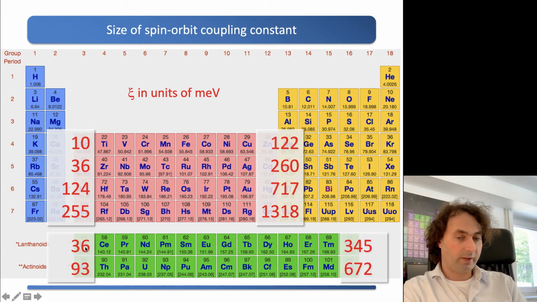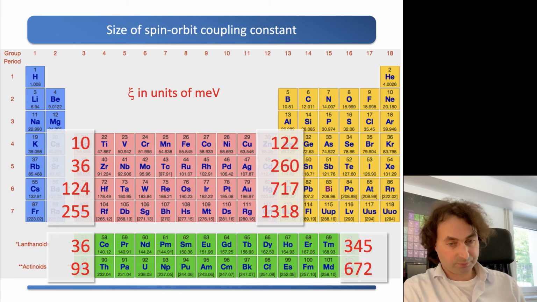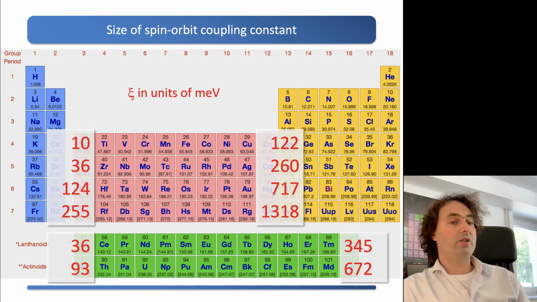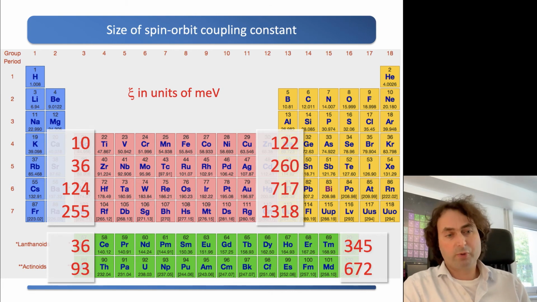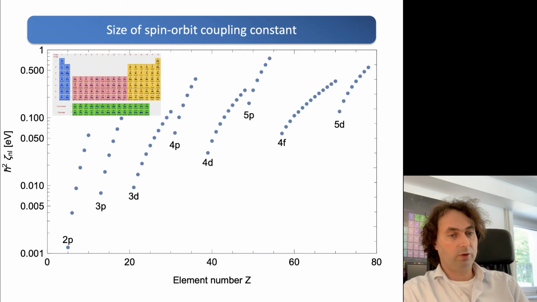If you look at the 4F and the 5F series, you see somewhere between 36 to 300 milli-electron volt, and 93 to 670 milli-electron volt. So that's not a huge energy scale, but of course compared to temperature it's definitely sizable. So you will be able to notice these effects.